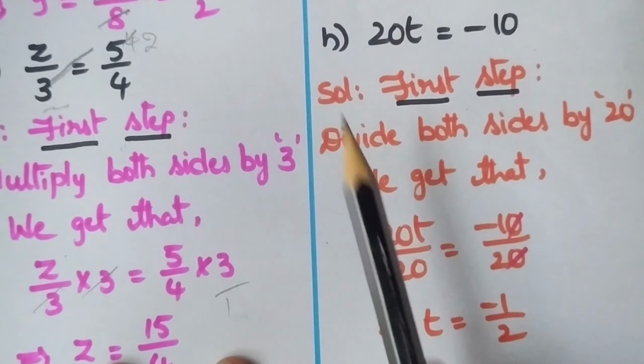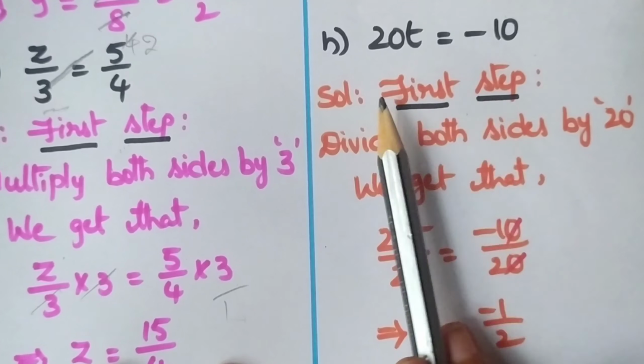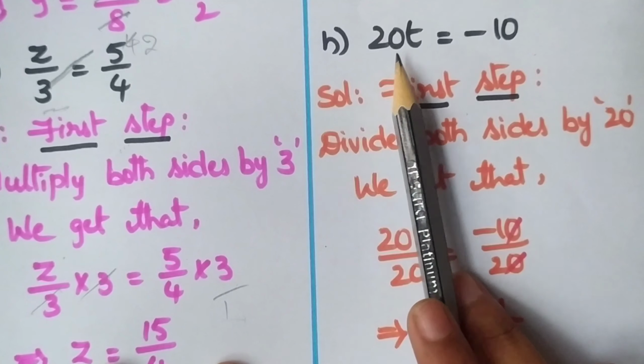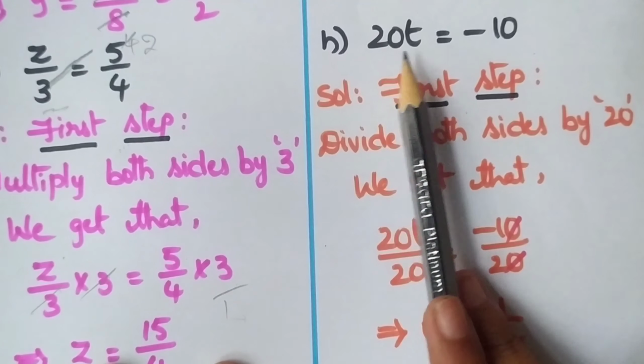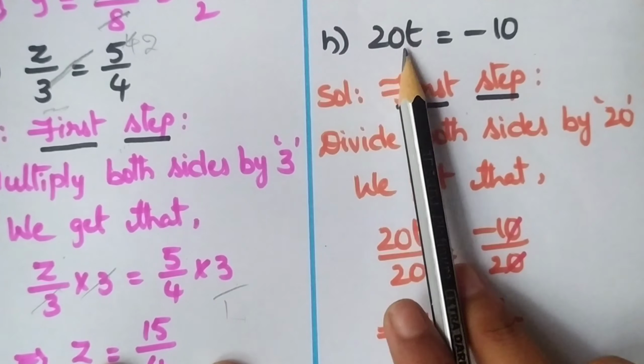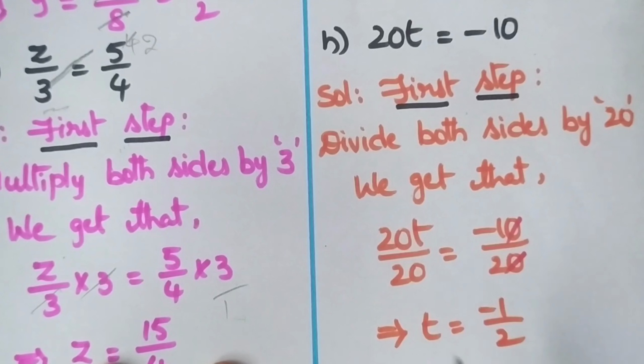Okay friends, now let us see h bit, that is 20t is equal to minus 10. Here let us see the first step, that is 20 into t, multiplication, right? Now let us divide. So divide both sides by 20, we get that 20t by 20 is equal to minus 10 by 20.